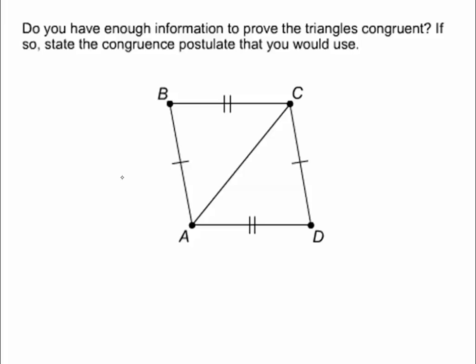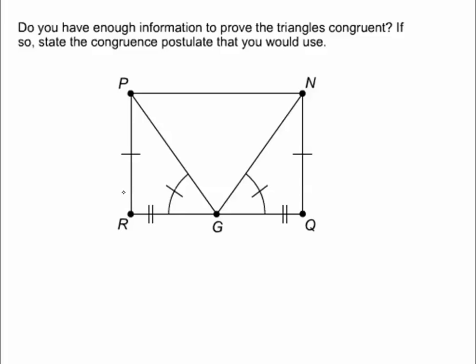Okay, do we have enough information to prove the triangles are congruent? And if so, state the congruence postulate you would use. Well, we know we've got a side here. We've got sides there. But what you might not see is that you've got that side. Remember, AC is congruent to AC based on the reflexive property. So the answer here is yes. We can prove them congruent by the side, side, side.